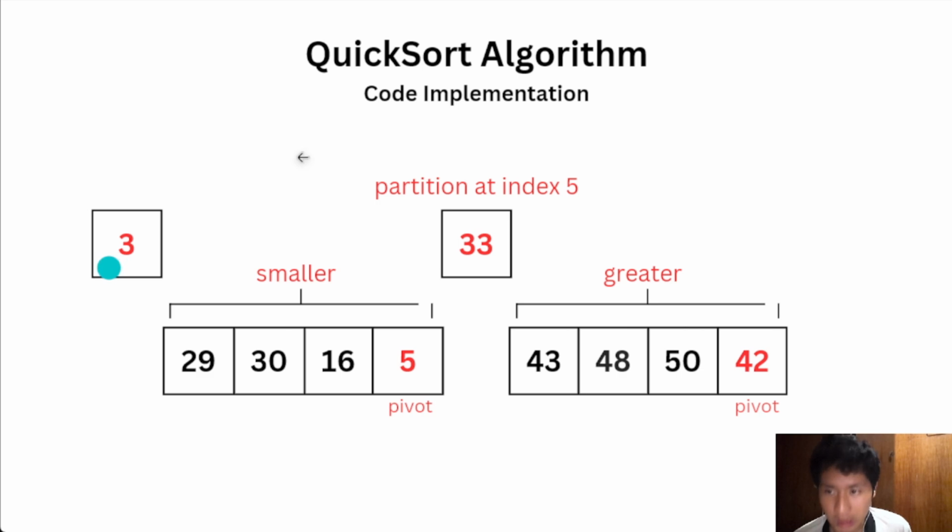As shown in 3 and 33, we can see that they are already sorted, so they have constant positions. So 3 is at index 0 and 33 is at index 5. Since we still have another smaller subarray and greater subarray still not sorted, the process continues in the respective subarray with pivot at last element. So we can see here 5 pivot and 42 pivot. So they are different basing on the subarray.